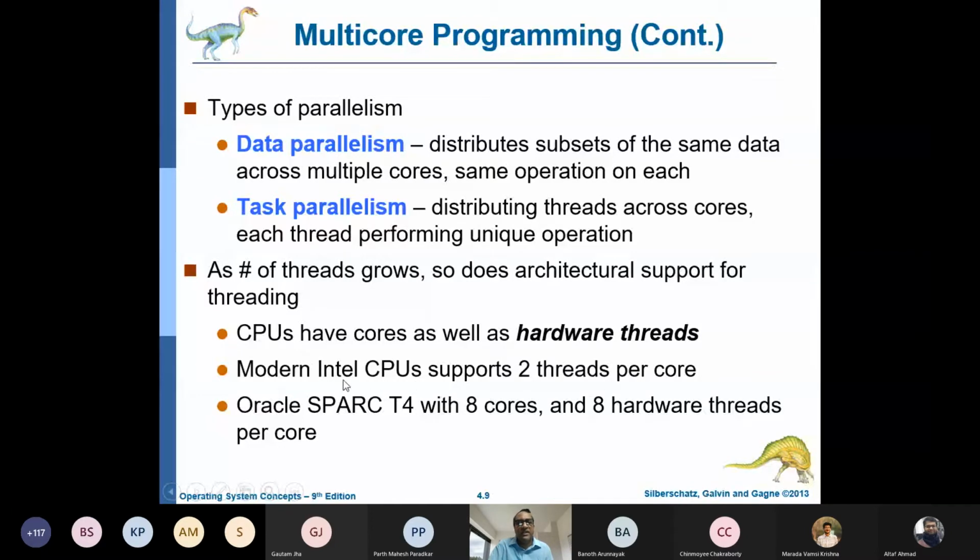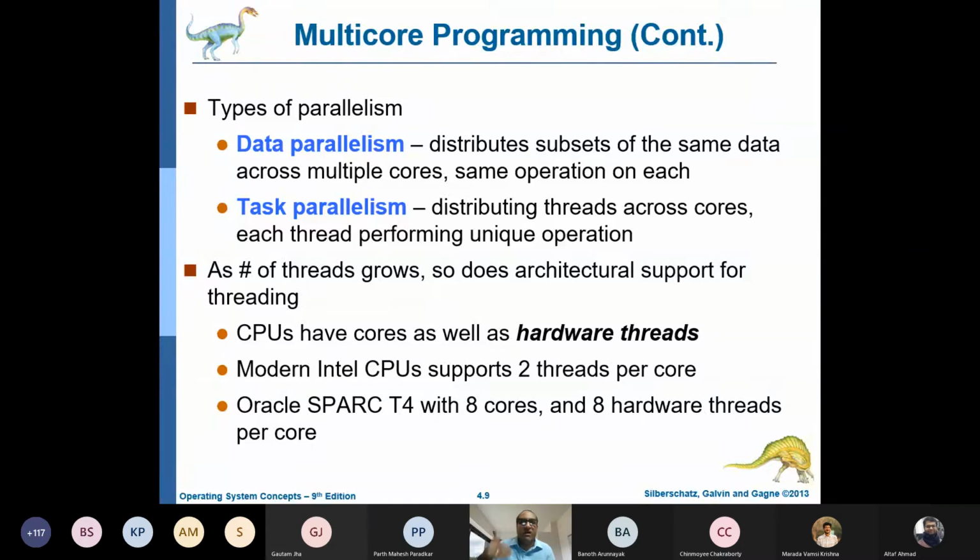You can see that Intel CPUs, for example, support two threads per core. Whereas in some other systems, like the SPARC T4, the processor contains 8 cores, and each core supports 8 hardware threads. It means each core will be scheduled with 8 threads. We'll discuss these hardware threads when we discuss CPU scheduling, and at that time we'll give some additional details.